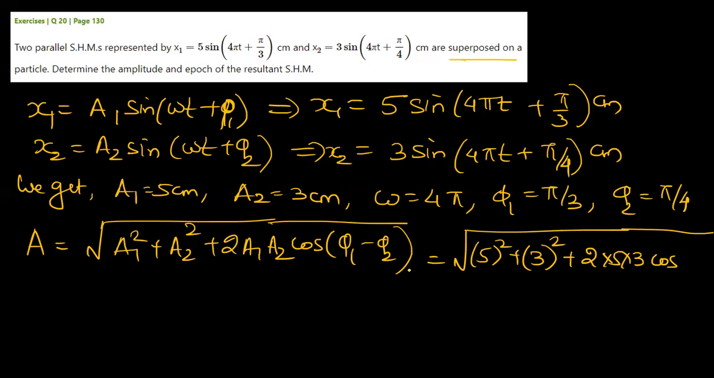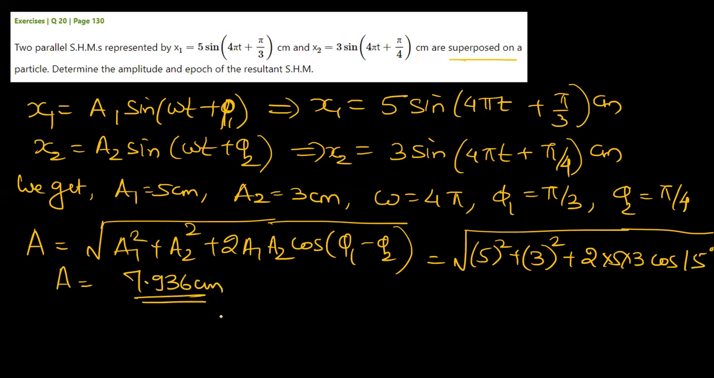So when you cross multiply this, you get pi by 12. So pi by 12 is 15 degree. So cos 15. Just substitute the value and solve. You get this answer as 7.936 centimeter. So when you solve this, you get A equal to 7.936 centimeter.